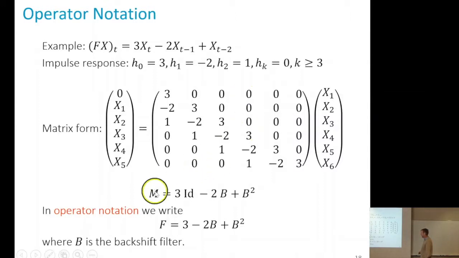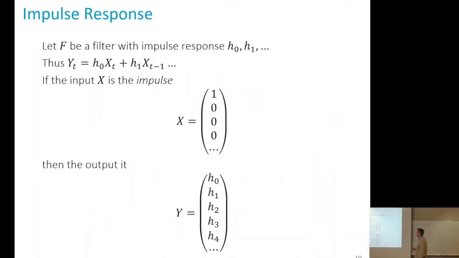For some reason, in signal processing, people don't use this notation, they use this one here. They take the identity and write it as 1, because it's the neutral element of the multiplication of filters. So they will write F is 3 minus 2B plus B squared. This is the notation that you will find everywhere in all documentation about filters. Sometimes we find another one, but that's a very frequent one.